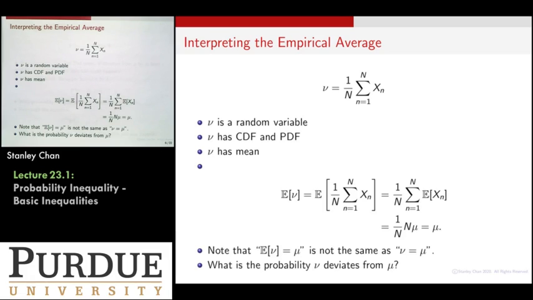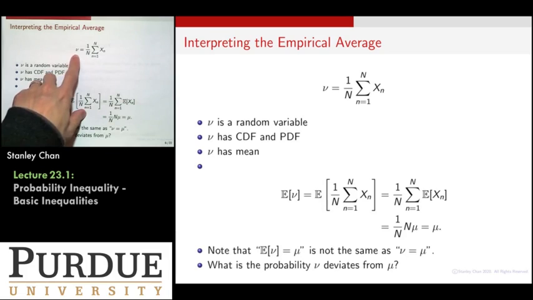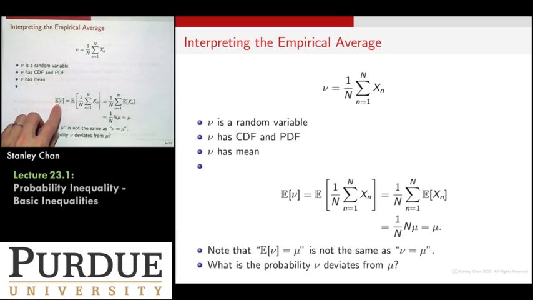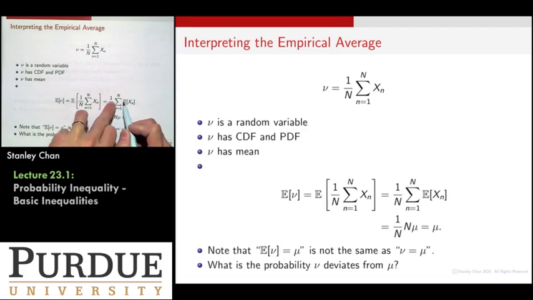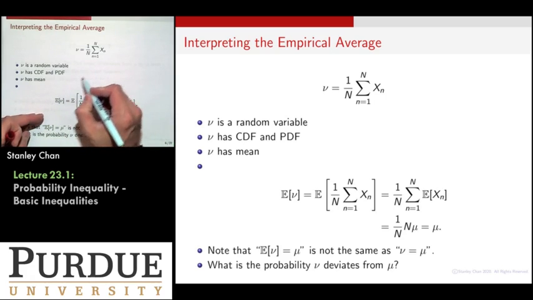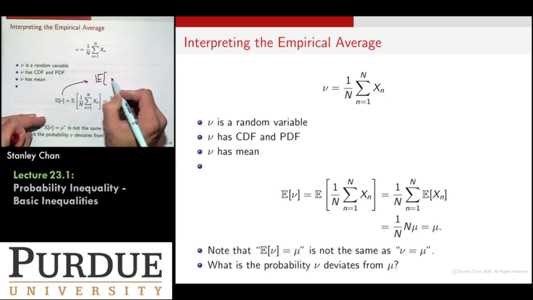We can easily evaluate the mean of this random variable nu, and you can show that if you take the expectation of nu, that will give you the expectation of the summation over all the random variables xn, and then this 1 over n will come out, and you are taking the summation of all these individual expectations. And these individual expectations, because we assume that they're IID, are each mu, so you're just summing a bunch of mu's and then multiplying by 1 over n, which will give you mu. Therefore you can show that the expectation of nu, this random variable, is just mu.